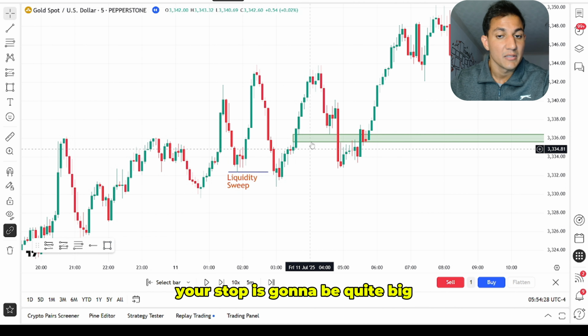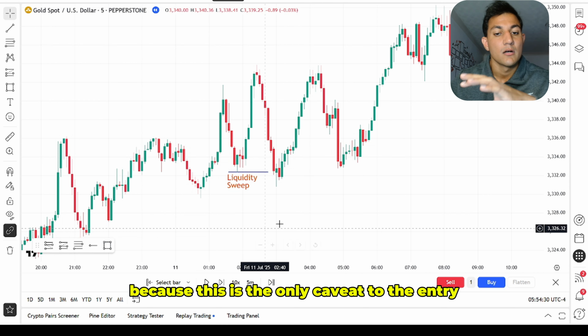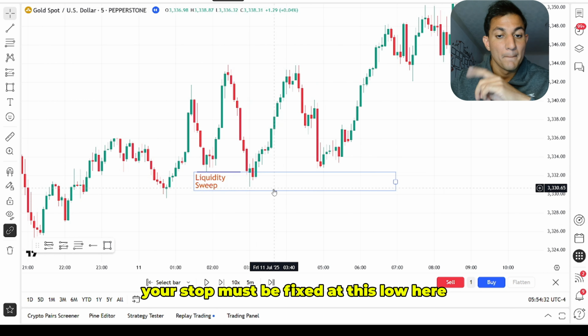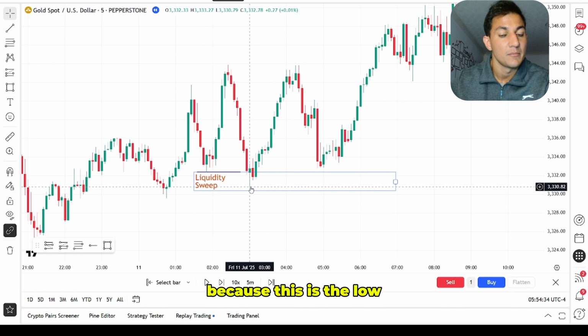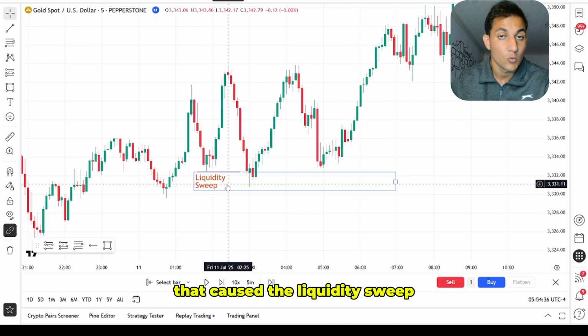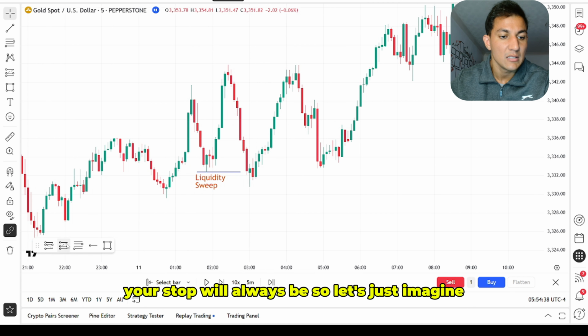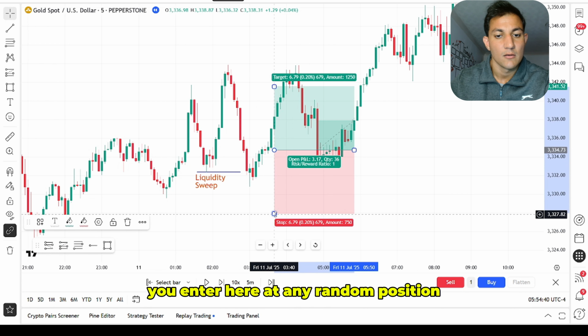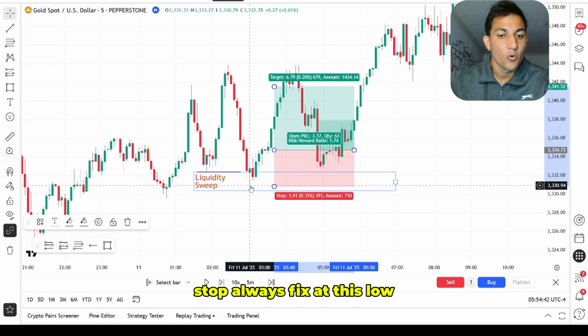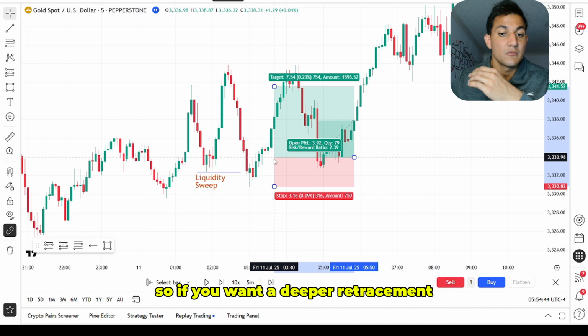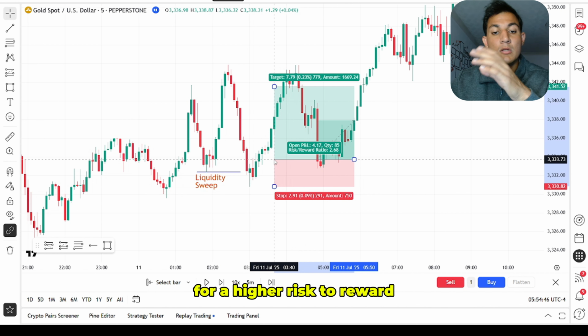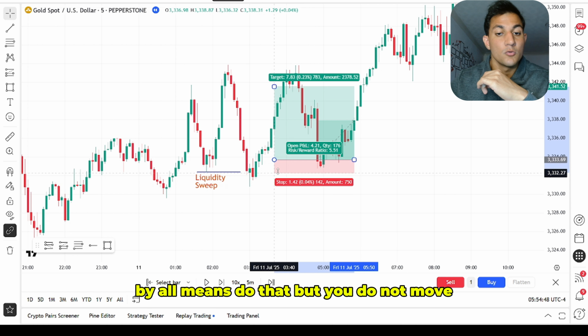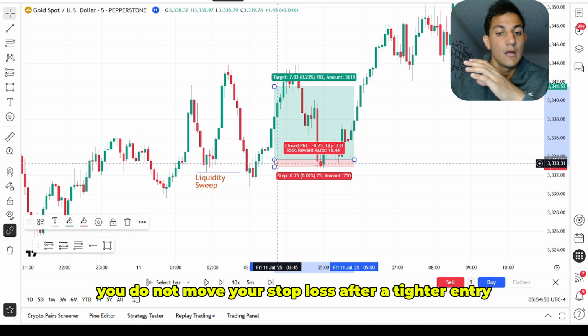Your stop's going to be quite big because this is the only caveat to the entry. Your stop must be fixed at this low here because this is the low that caused the liquidity sweep. Let's just imagine you enter here at any random position, your stop is always fixed at this low. So if you want a deeper retracement for a higher risk reward, by all means do that, but you do not move your stop loss for a tighter entry.